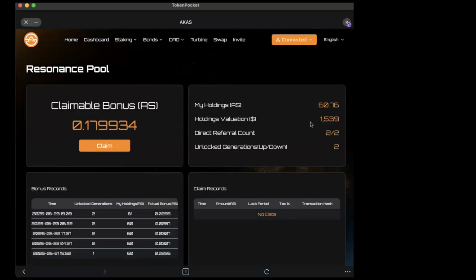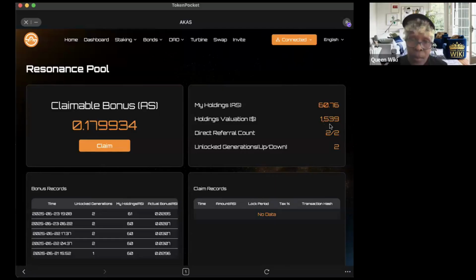Why does this come out? Because the holding valuation is where we want to reach the requirement. For the resonance pool, you need at least one direct downline to unlock one generation. If you have 10 direct downlines, you can unlock 10 generations, provided your holding value is from 100 to 1,000.